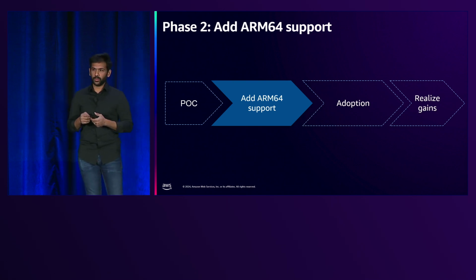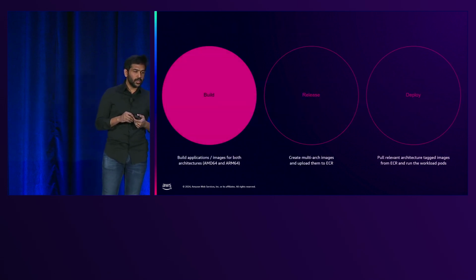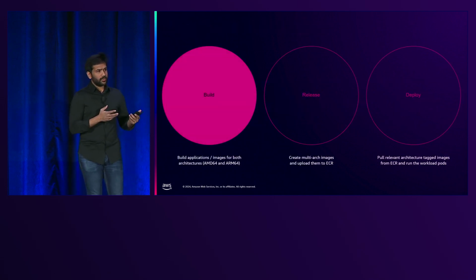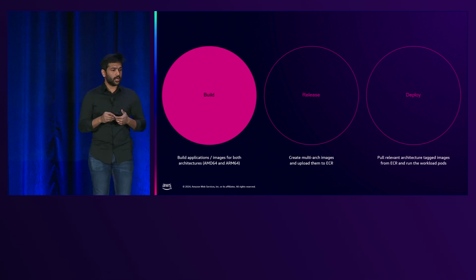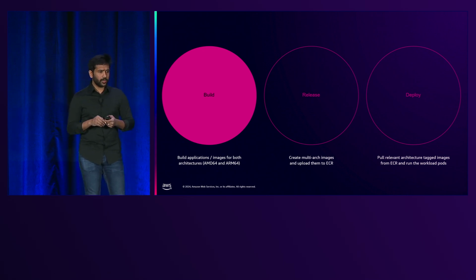So we went on to add ARM64 support in our SDLC cycle. There are three main areas where we had to make sure the ARM64 architecture was supported: the build, release, and deploy phases. Let's dive into the build phase.